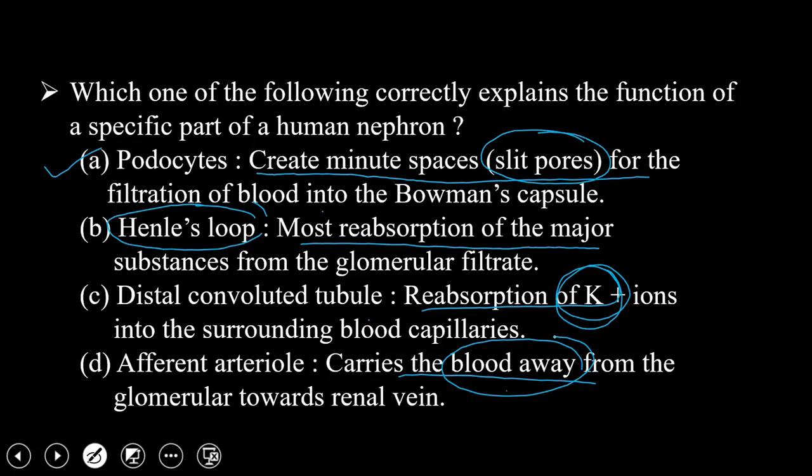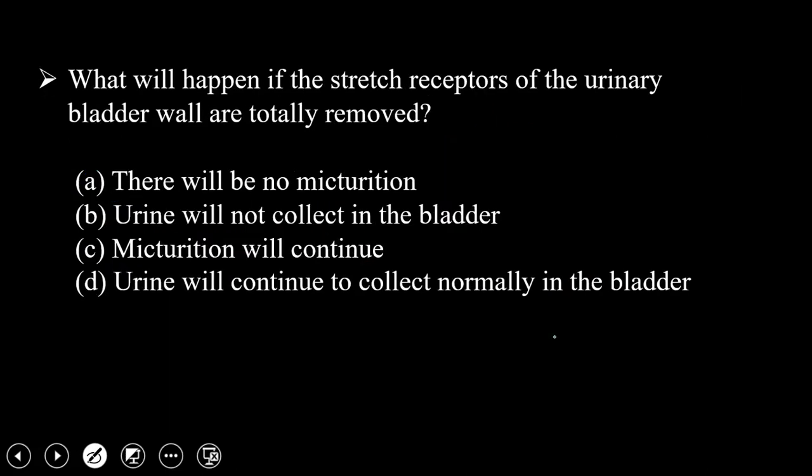What will happen if the stretch receptors of the urinary bladder wall are totally removed? There will be no micturition, urine will not collect in the bladder, micturition will continue, and urine will continue to collect normally in the bladder.